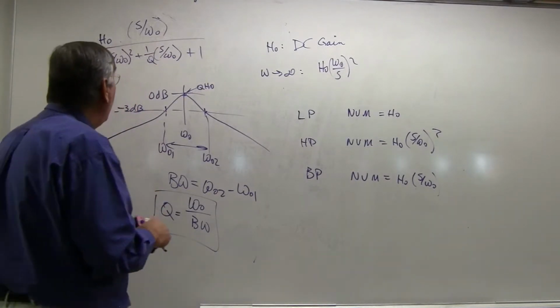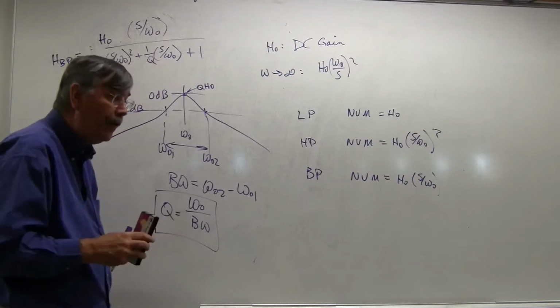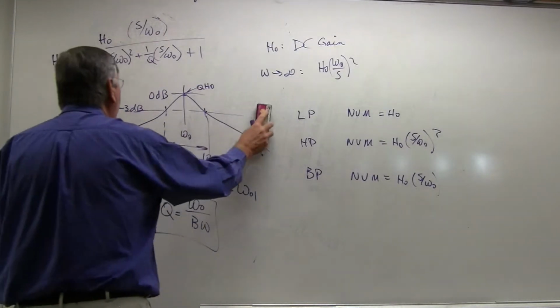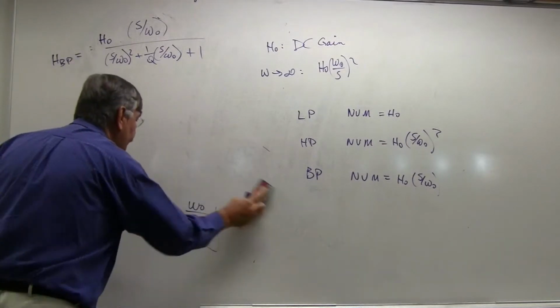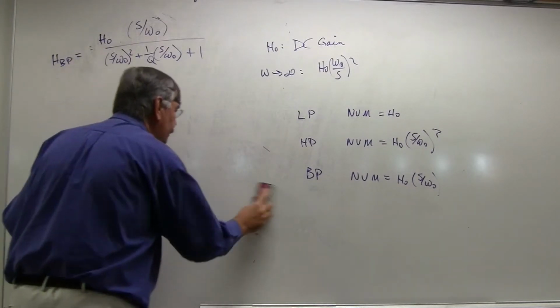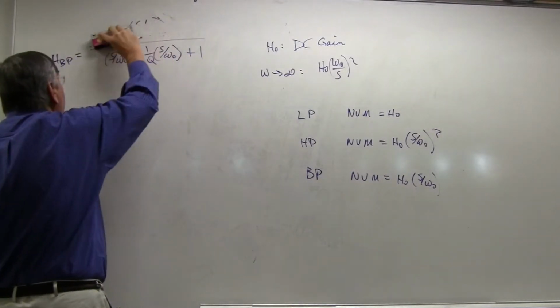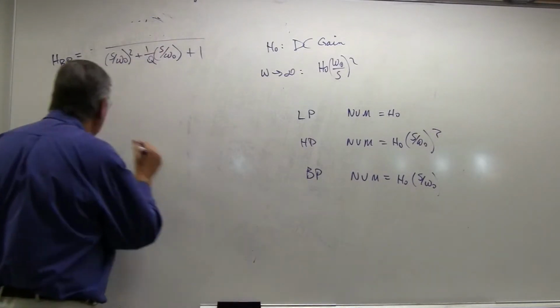Now, that's not all that you can do. There's other possibilities in the numerator. So let's look at some of them. One is a so-called notch. If I want to build a notch, it's going to look like this.